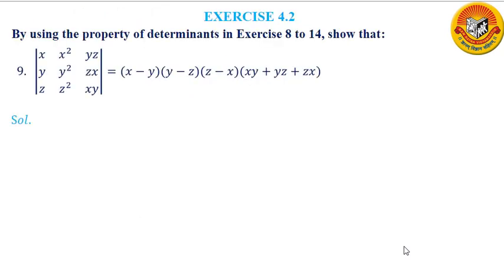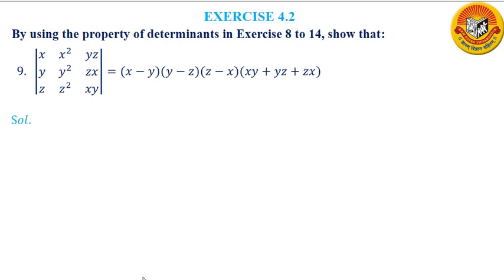What I recommend to students is that after seeing one problem, you solve that problem yourself and then go to the next problem. Now let us see the ninth question.